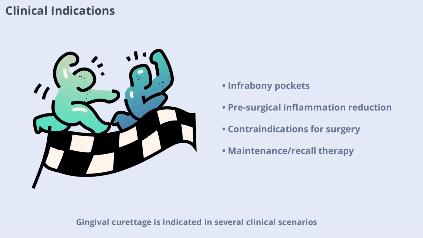Gingival curettage is indicated in several clinical scenarios. It is particularly useful for treating infrabony pockets where closed surgery is preferred, reducing inflammation before surgical procedures, and for patients who are contraindicated for extensive surgery due to systemic health issues. Additionally, curettage is valuable in maintenance and recall therapy for managing recurrent inflammation. These indications guide clinicians in selecting the most appropriate treatment for each patient.